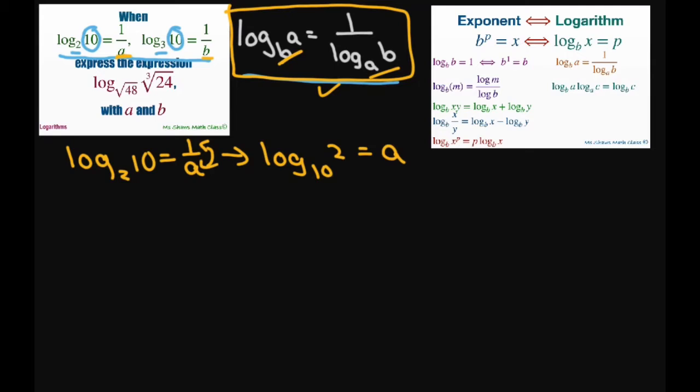And let's do the same thing for log base 3 of 10, which equals 1 divided by b. So that can be written as log base 10 of 3 equals b. That's going to be much simpler.